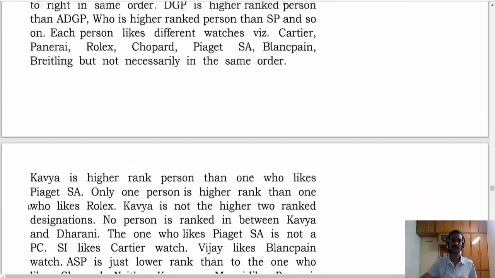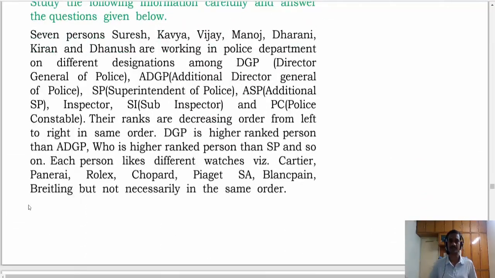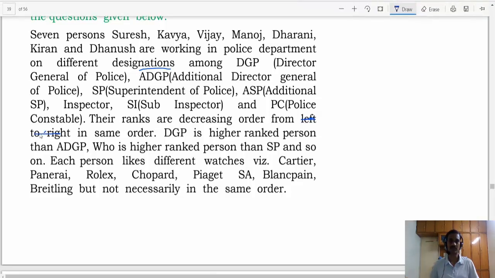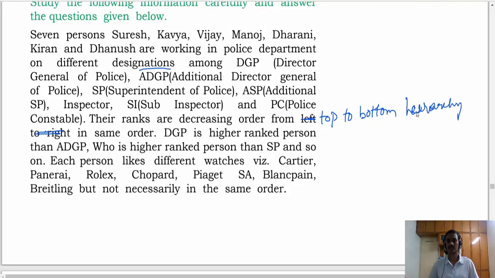Now this 174 to 178 is a question given in a previous exam. Now 7 persons are given with designations among DGP and so on, and the ranks are in decreasing order from top to bottom. Okay, not from left to right, they are from top to bottom in the hierarchy. DGP is the highest rank, the first one, the next one is ADGP and so on, SP, ASP, and finally who is that person here? Finally the police constable, and so on.